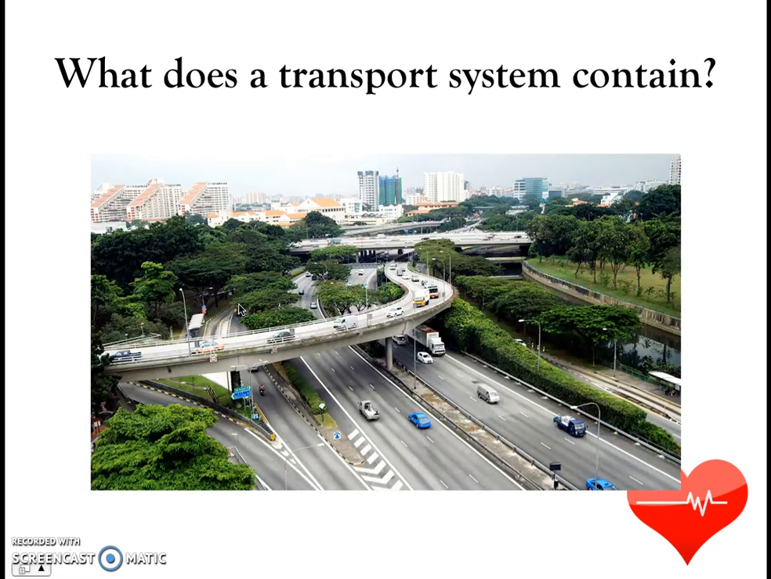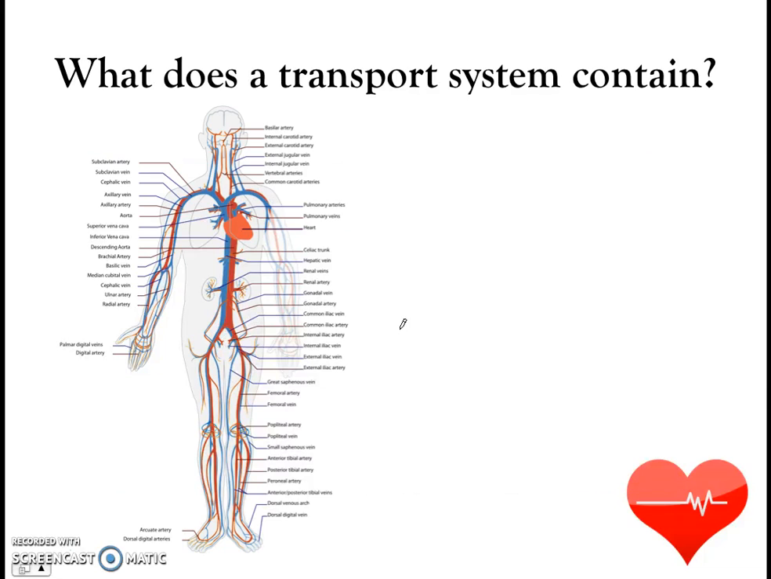So what does the transport system contain? Well, if you think about Singapore's transport system, you would say it contains roads and the cars which move along the roads. How about the human transport system? Here's a picture of the transport system in humans, or what we call the circulatory system. And it's made out of several components.